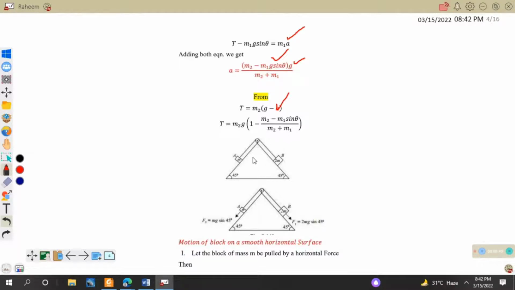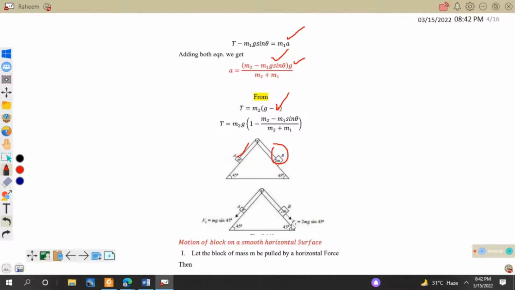Now in another case, we have both masses on inclined planes. In this case M is lying on an inclined plane and this 2M is also lying on an inclined plane, and this angle may or may not be equal. It is not necessary.